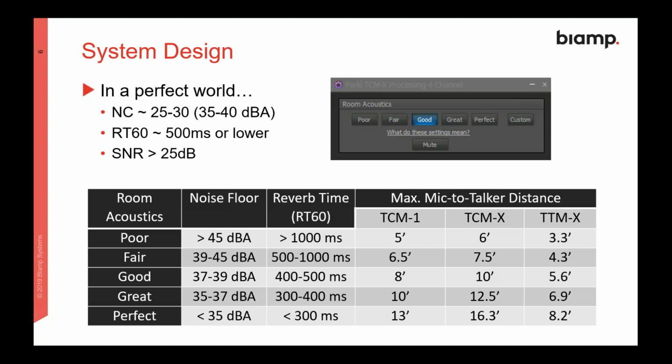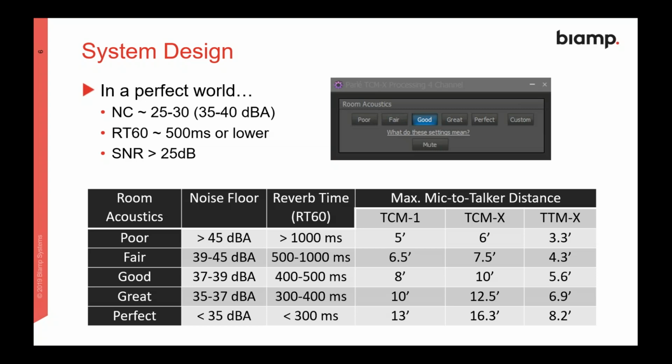Now the signal to noise ratio is the difference between your noise floor and your talker, the level of the person talking in the room. And that includes a difference between your reflections, so your reflection levels and the talker level in the room. And what's important to remember is that matters at the microphone more so than down at the talker position.